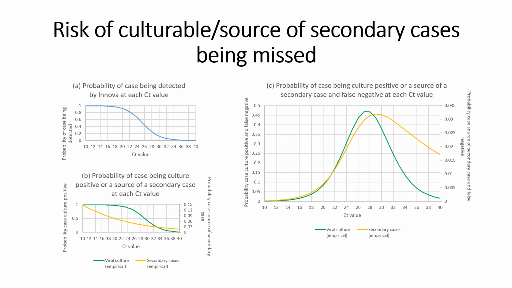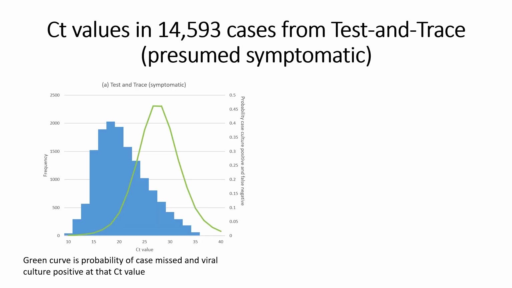This brings us back to thinking about the importance of intended use. So I've taken data now from 3 different settings to show how this will map out. Here are data from the test and trace participants. These are CT values from 14,593 test and trace participants, which is the data that Tim Peto used. You can see that the distribution of CT values is very much shifted to the left compared to the curve for viral culture, but there is some overlap.